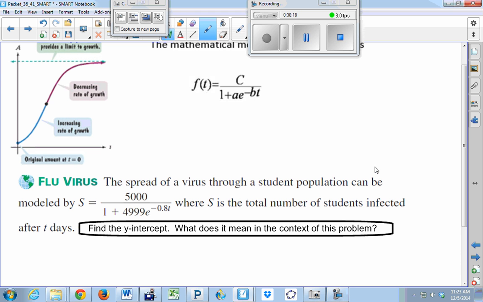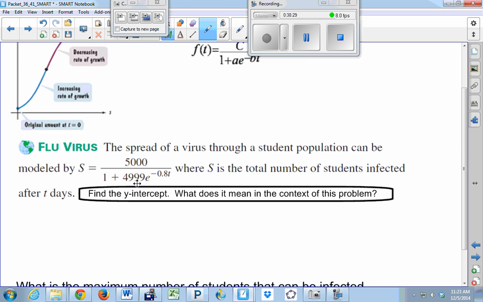And it says the spread of a virus through a student population, you're all students. Some of you ended up with that stomach virus that was going around two or three weeks ago. It's modeled by this. So I'm going to call this S of t. S of t equals 5,000 divided by 1 plus 4999 e to the negative 0.8 t. S is the total number of students infected after t days.